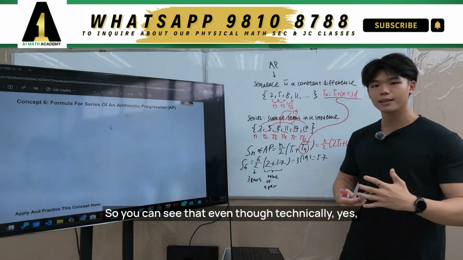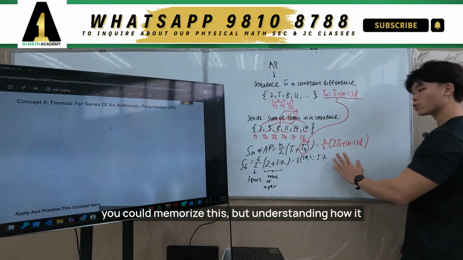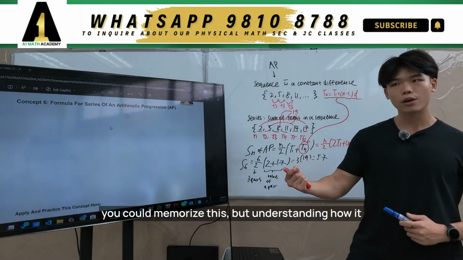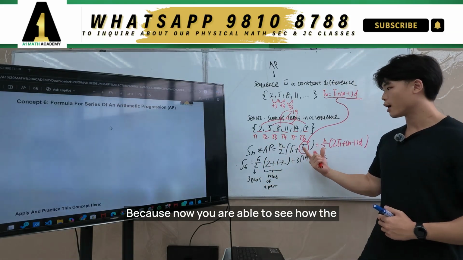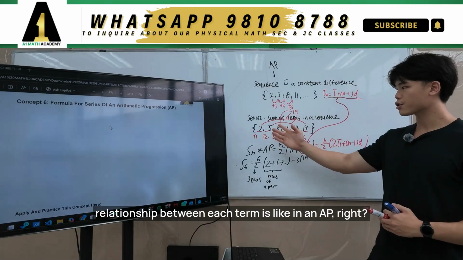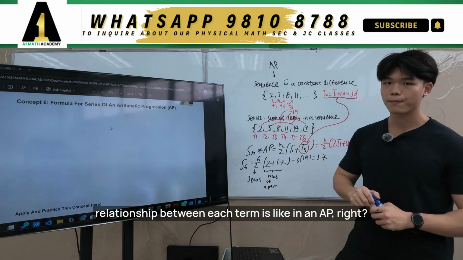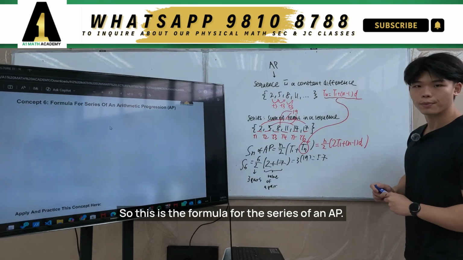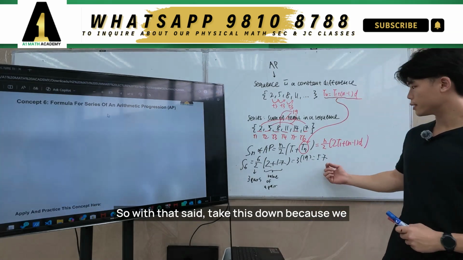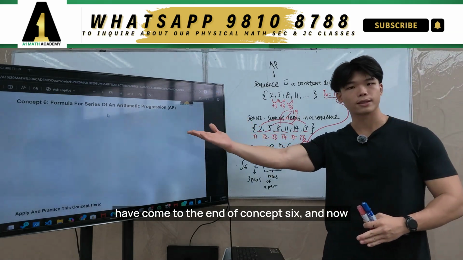Right, so you can see that even though technically, yes, you could memorize this, understanding how it works makes things a lot more interesting, right? Because now you are able to see what the relationship between each term is like in an AP. Right, so this is the formula for the series of an AP. So, with that said, take this down because we have come to the end of concept 6.